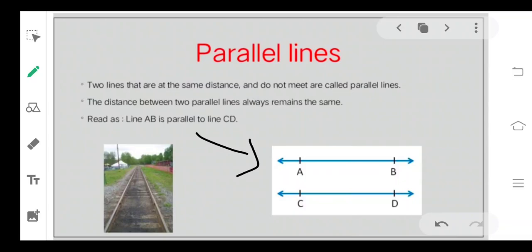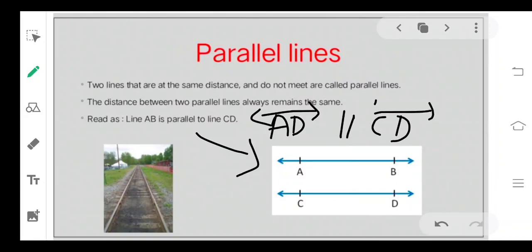We read it as line AB is parallel to line CD, and we write it symbolically as AB parallel to CD. Students, this is known as a parallel line. For example, you can see here the lines of railway tracks are parallel. They do not meet.